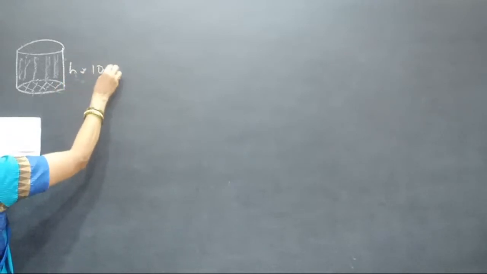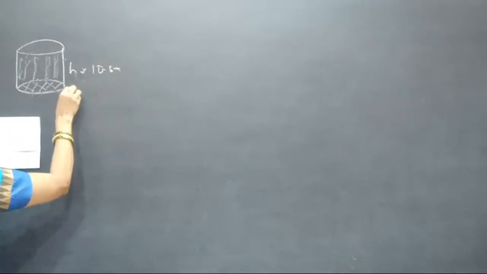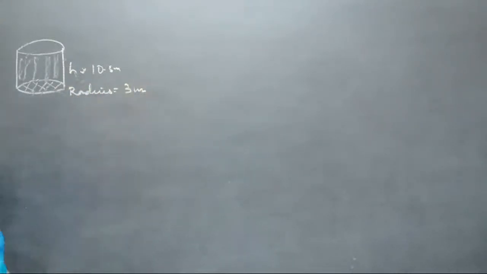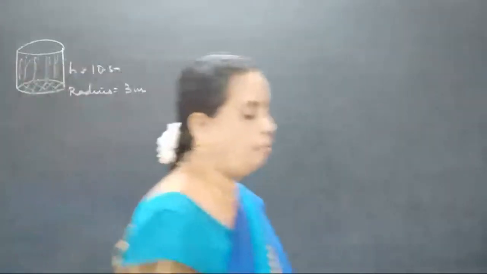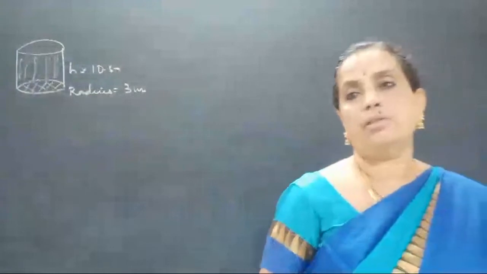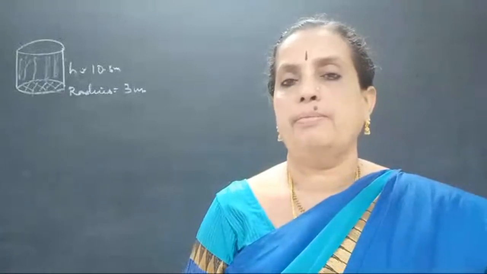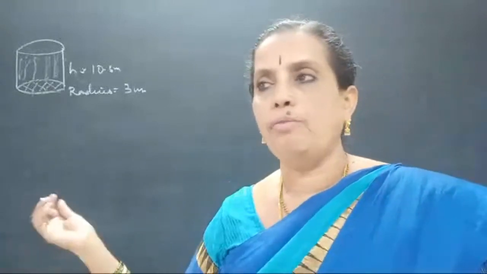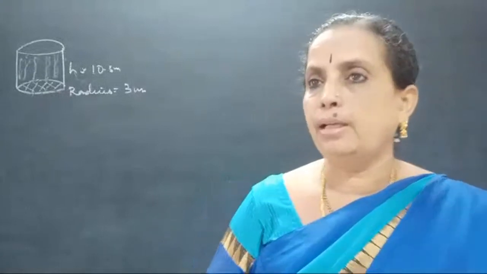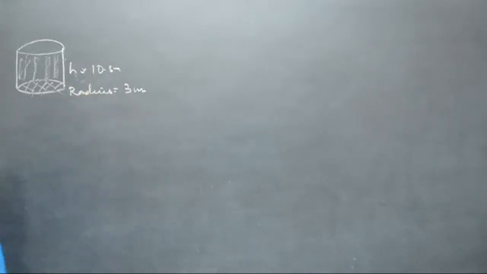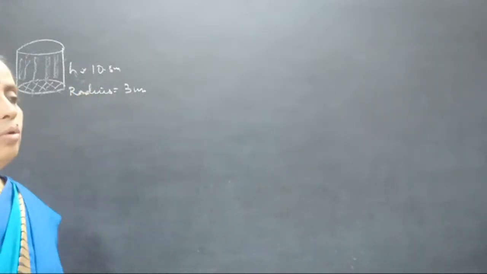They have given the height of the pen holder is 10.5 centimeter and the radius is given as 3 centimeter. So what is the total area of cardboard required for the school to conduct the competition for 35 competitors? This is the question. So draw a small figure of the pen holder and then we write what is given, height and radius. Come on, draw the small figure of this pen holder.